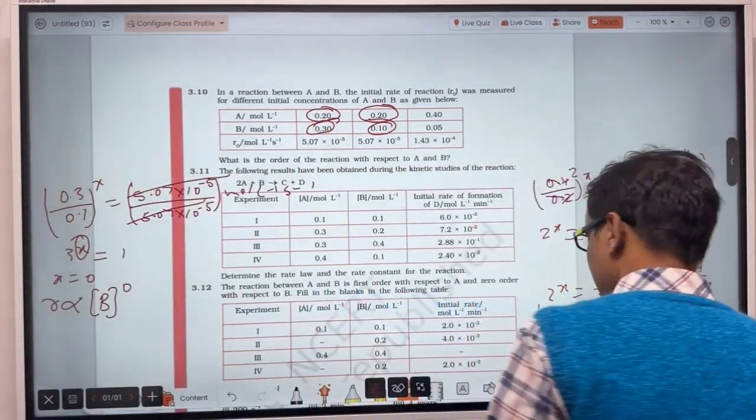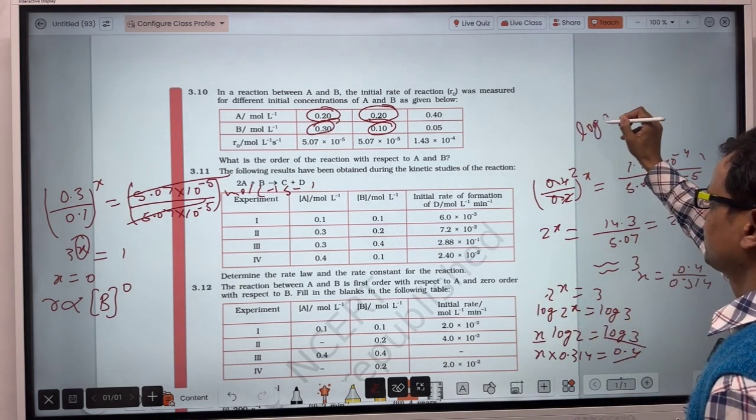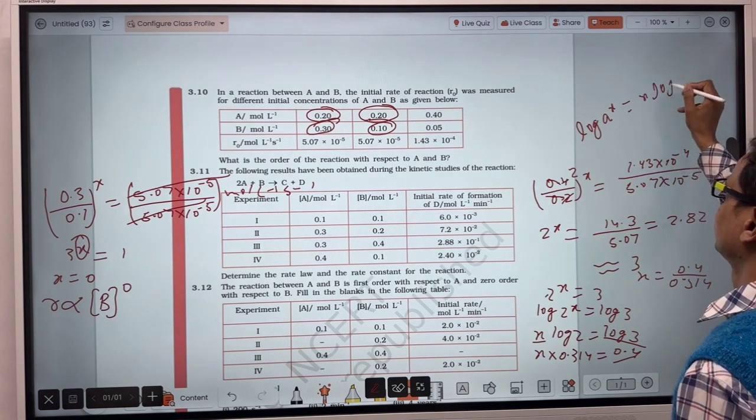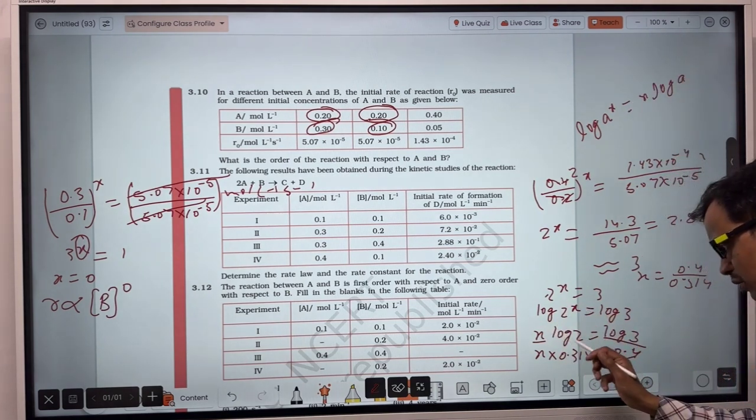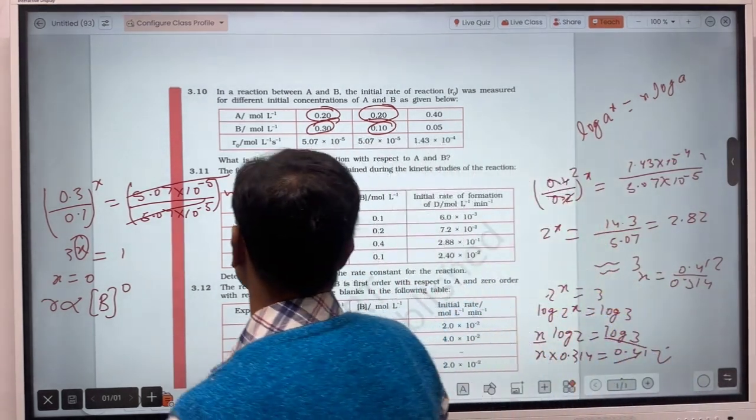If you do not get the value in the examination where 2 to the power x equals 3, how do you calculate? You will have to take log on both sides. So log 2 to the power x equals log 3. Now log 2 to the power x equals x log 2, because log a to the power x equals x log a. Here x log 2 is 0.314, whatever it may be, and log 3 is 0.412, so x is 0.412 upon 0.314. To find the answer, you consult the log table.